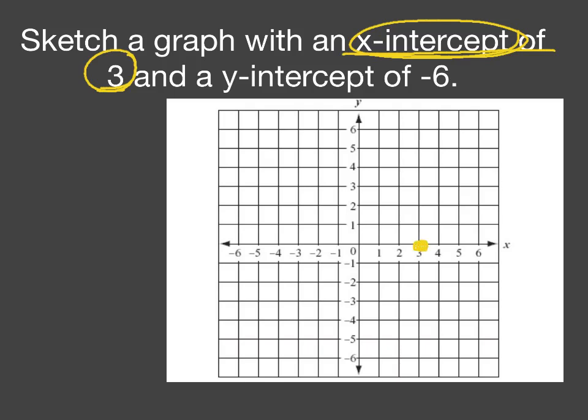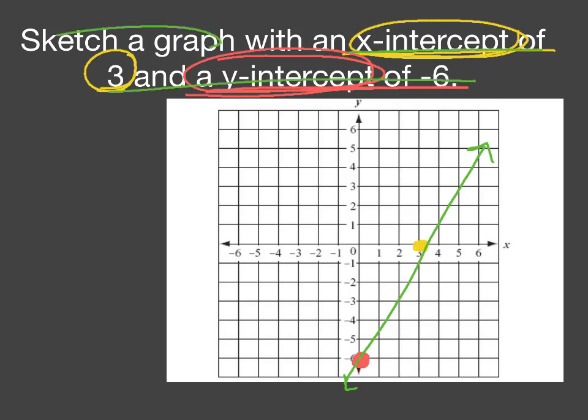Now my second piece of information is a y-intercept of -6. So just like an x-intercept was a dot on the x-axis, a y-intercept is going to be a dot on my y-axis, and it's going to be at -6. So on my y-axis, I'm going to put a point down here at -6. Now I've used all the information that the problem has given me, and I got these 2 points on my graph. So how am I going to make this into a line? Well, I'm just simply going to connect them to make my line. And I've used my verbal description to sketch a graph.